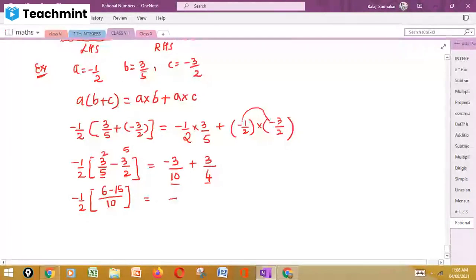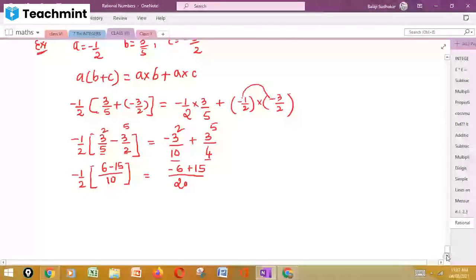Find the LCM. The LCM is 20. 4 fives are 20, 10 twos are 20. Next, minus 3 into 2 is minus 6. Minus 3 into 5 is minus 15. Is that right? Yes, sir. Okay.